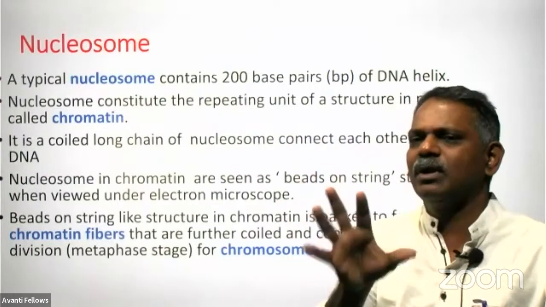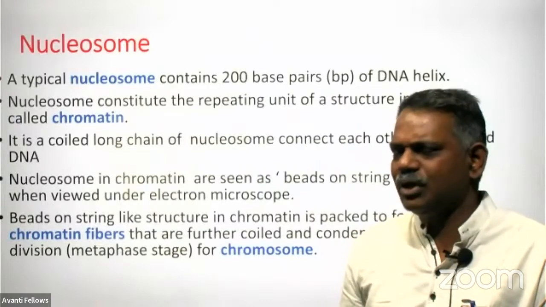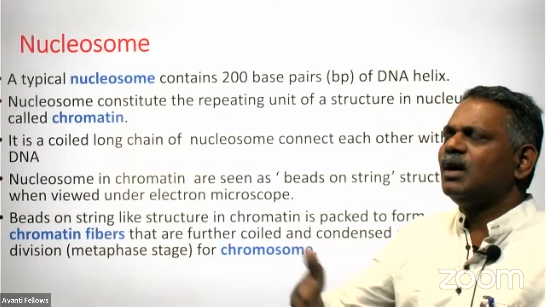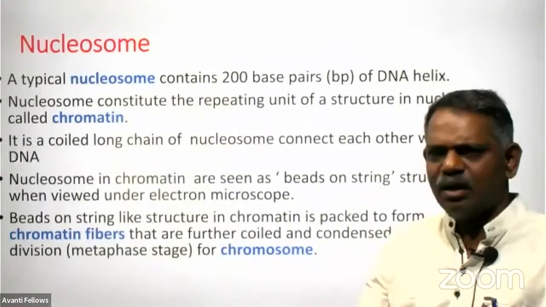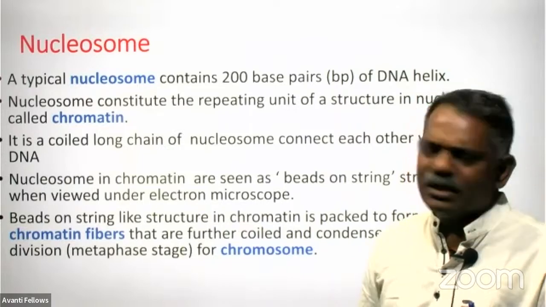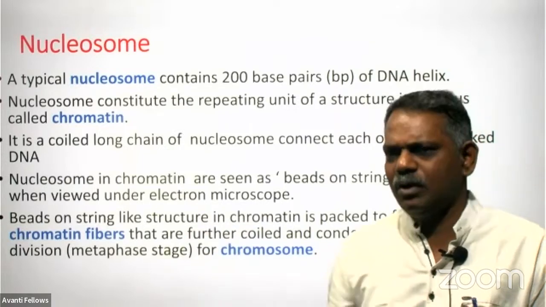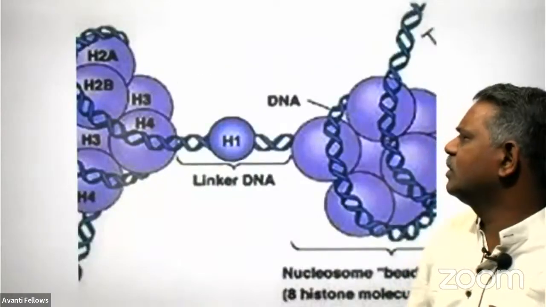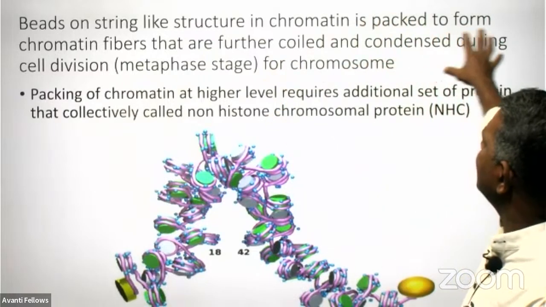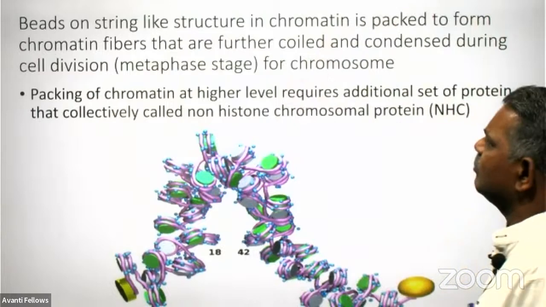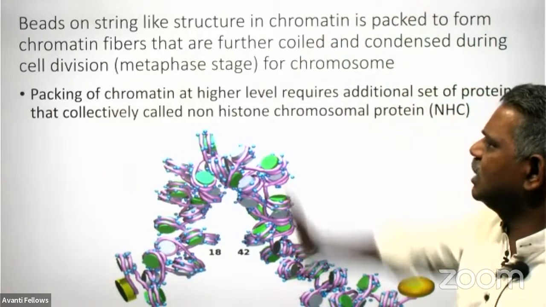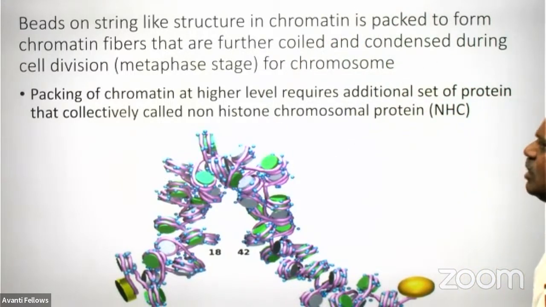In every individual, there is a particular number of chromosomes, right? If it is changed, naturally it affects the life of the individual very badly. A triploid condition or a haploid condition is not possible in a human being. Of course, the gametes are haploid, but the cell should be diploid, not triploid or tetraploid, right? That will affect the normal life of the individual. And these beads-on-a-string-like structures in chromatin are packed to form the chromatin fibers that are further coiled and condensed during cell division in the metaphase stage for the formation of the chromosome.